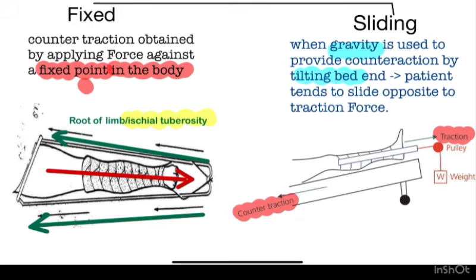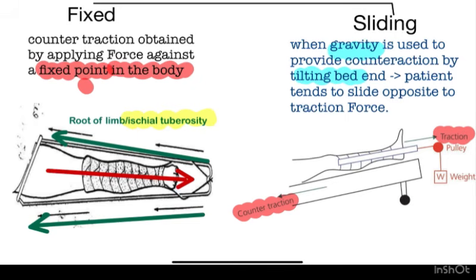As evident in this picture, the leg end of the bed has been elevated, so the body is being pulled towards the head end. Therefore, it is pulling the body against this weight. Therefore, counter traction is applied. So in sliding counter traction, we use gravity. Right? How much to elevate?